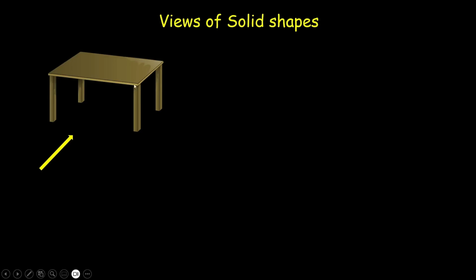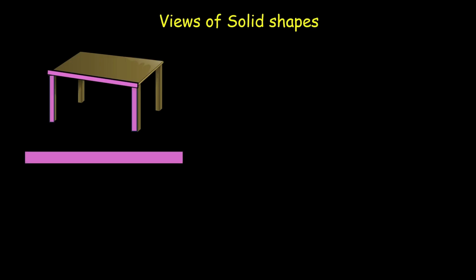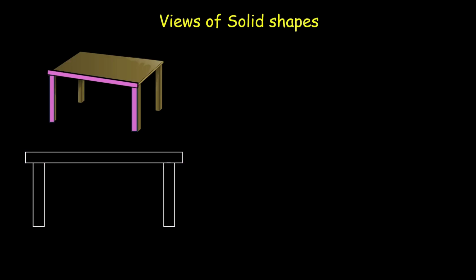So what all do we see from the front? We see this one rectangle and for the two legs we see these two rectangles. So let's draw them in 2D. Let's make one rectangle and for the two legs we'll make two rectangles wide apart like this. Now we'll just remove the colors and this becomes our front view.